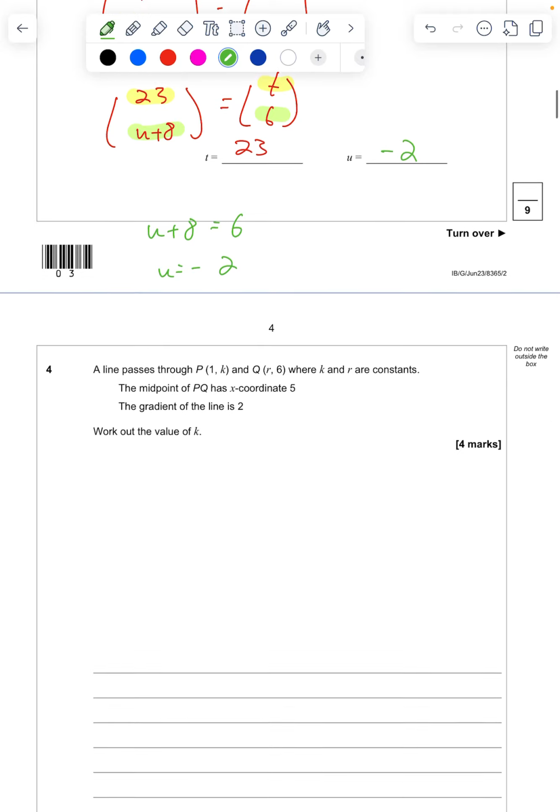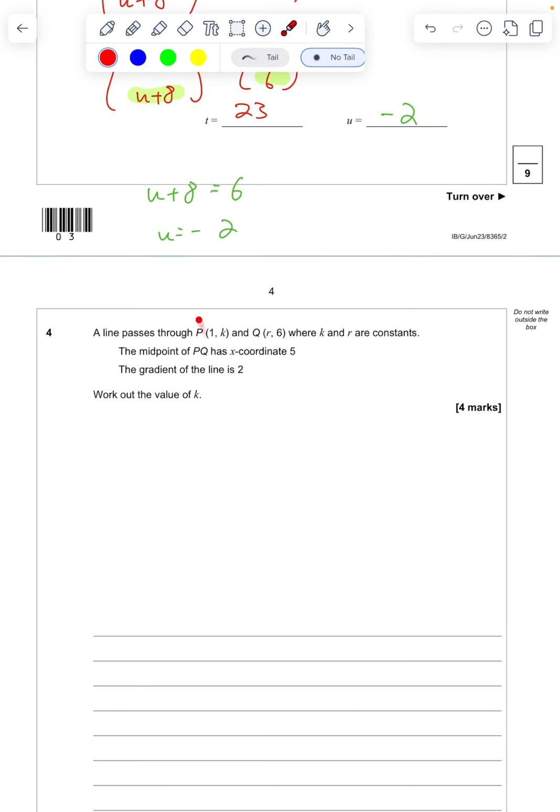Perfect. Okay, question 4, it looks like a line question. A line passes through these 2 points here. Now just visualize this by sketching it straight away. So you've got point P, it doesn't even matter what it looks like, it's just a sketch. Point P is 1, k, and then Q, somewhere down here, is r, 6.